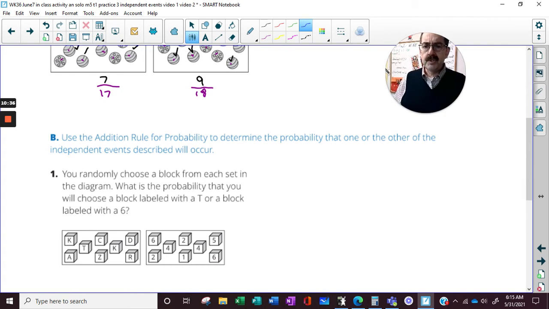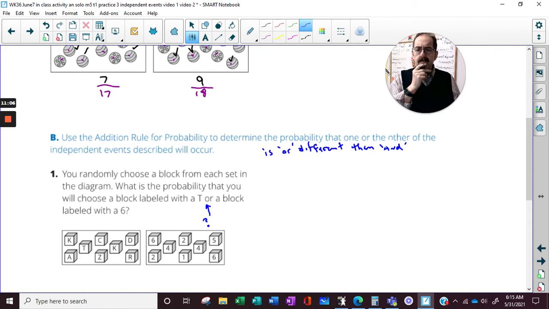What is the probability that you will choose a block labeled with a T or a block with a 6? Excuse me, a T or a 6? A T or a 6?